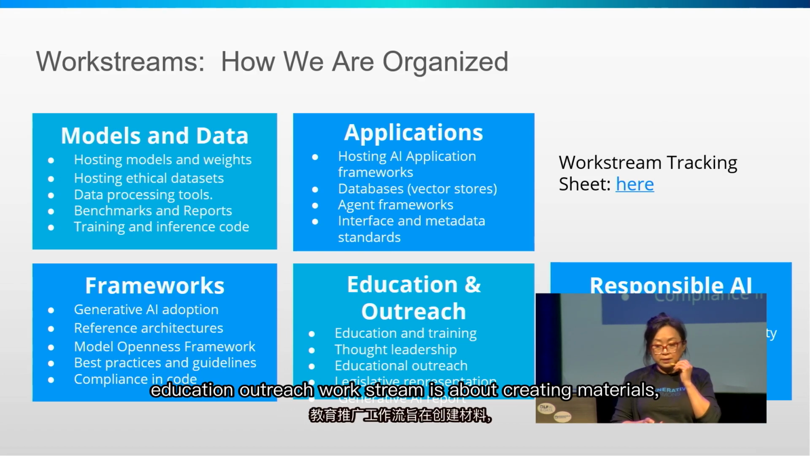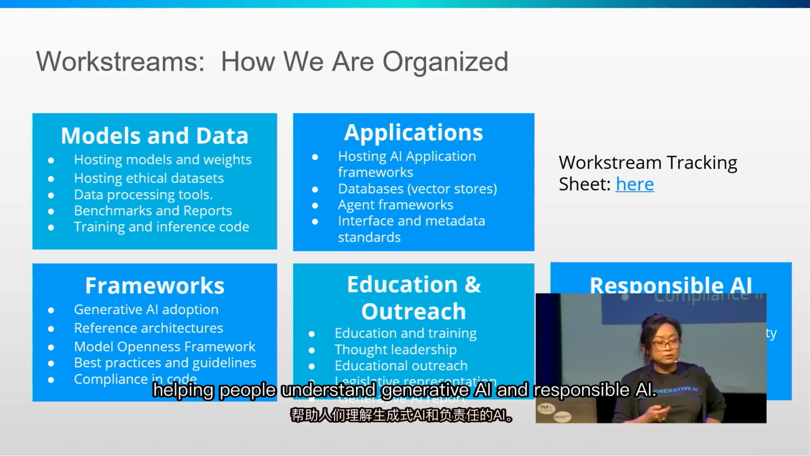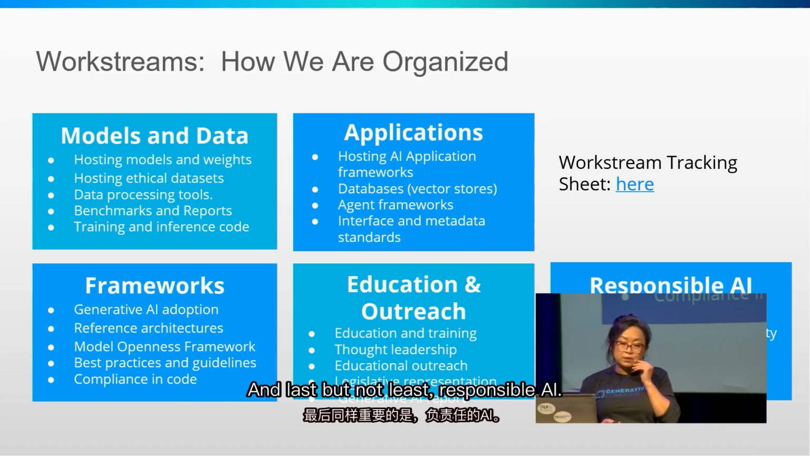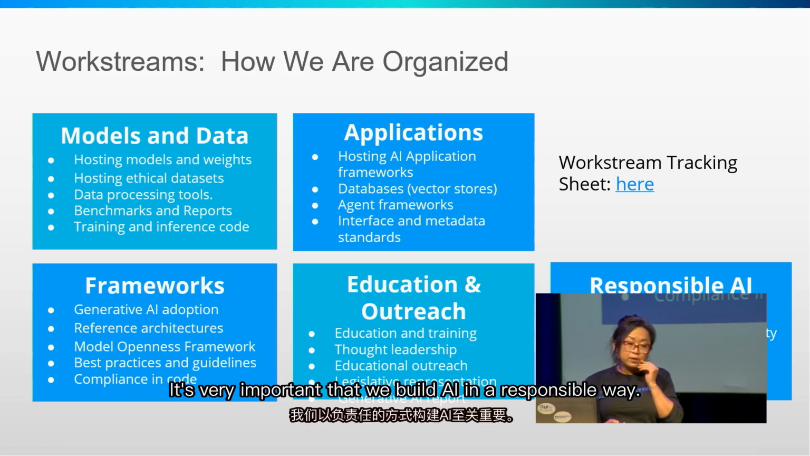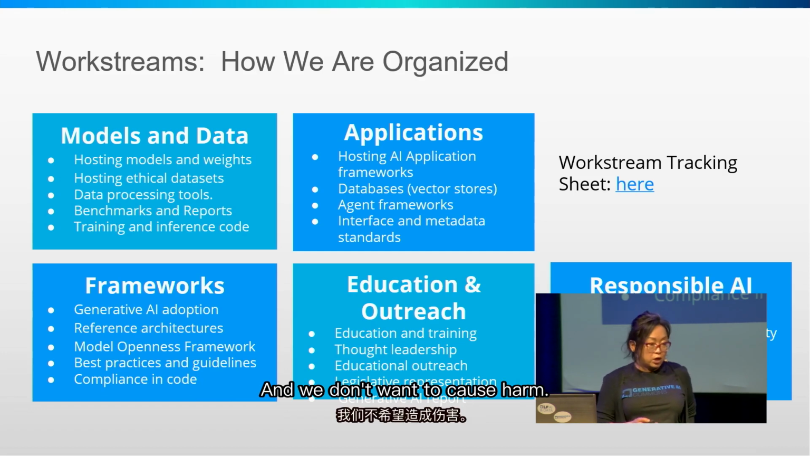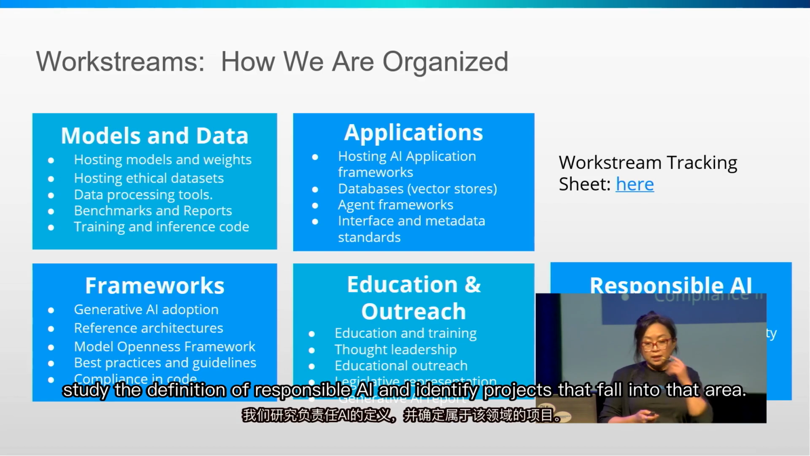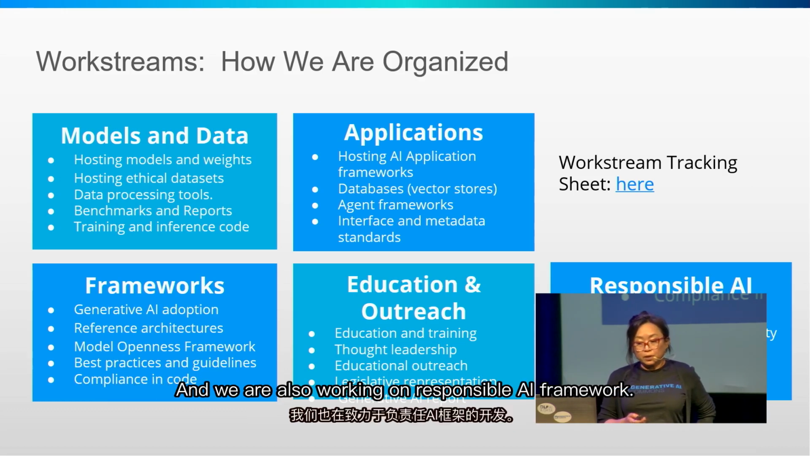The education outreach work stream is about creating materials, helping people understand generative AI and responsible AI. And last but not least, responsible AI. It's very important that we build AI in a responsible way, and we don't want to cause harm. So in this work stream, we study the definition of responsible AI and identify projects that fall into that area. And we are also working on a responsible AI framework.